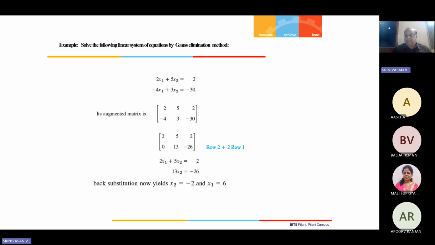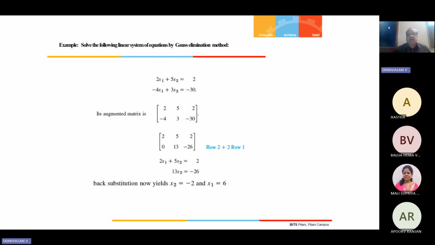And you know very well, whenever you find a solution, it's better you check it in any one of the equations, or even all of them, since it is very easy to check. You don't need to show it, but even if you show the checking, nothing wrong in it. Take the first equation: 2 into 6, 12, plus 5 into -2, 12 minus 10, 2. Left hand side equal to right hand side.